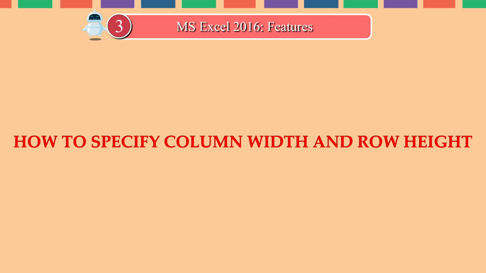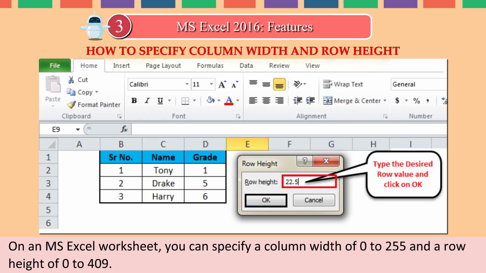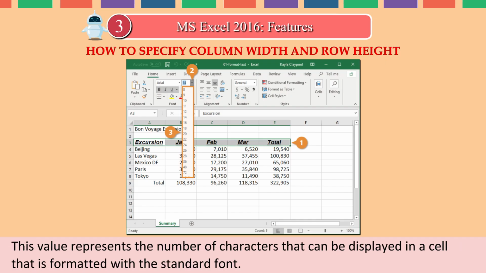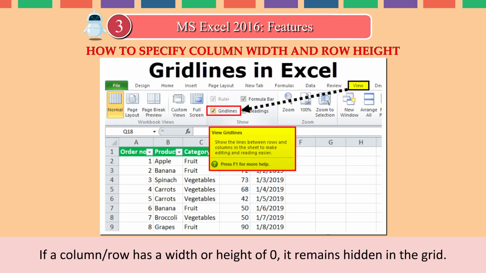How to specify column width and row height. On an MS Excel worksheet, you can specify a column width of 0 to 255 and a row height of 0 to 409. This value represents the number of characters that can be displayed in a cell that is formatted with the standard font. The default column width on an Excel worksheet is 8.43 characters and the default row height is 15 points. If a column or row has a width or height of 0, it remains hidden in the grid.